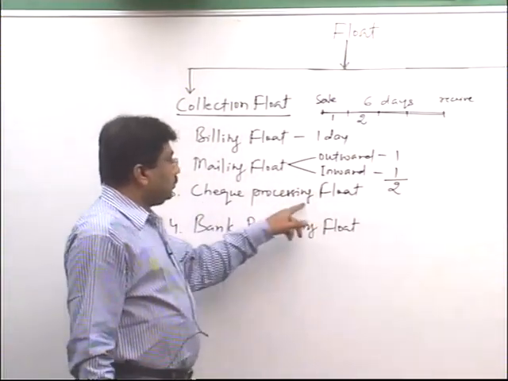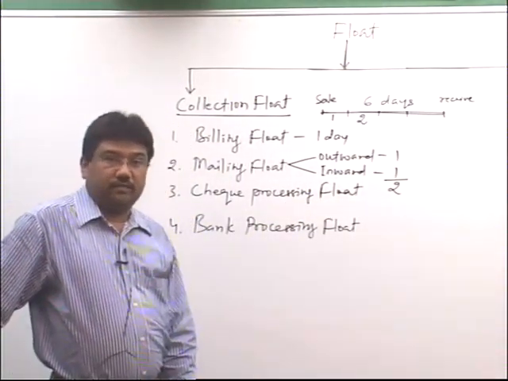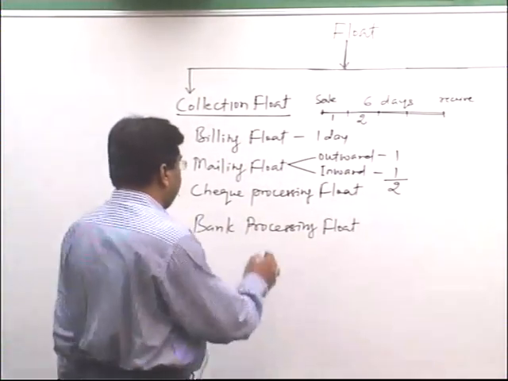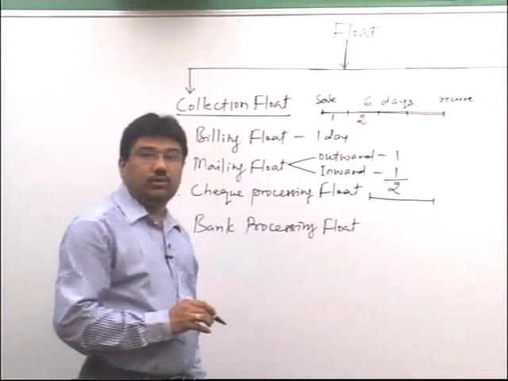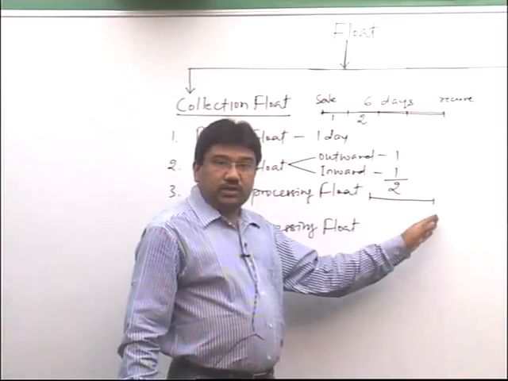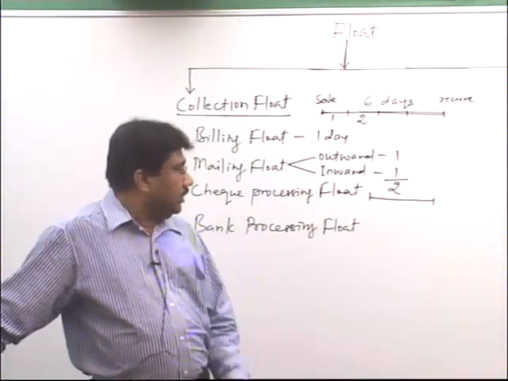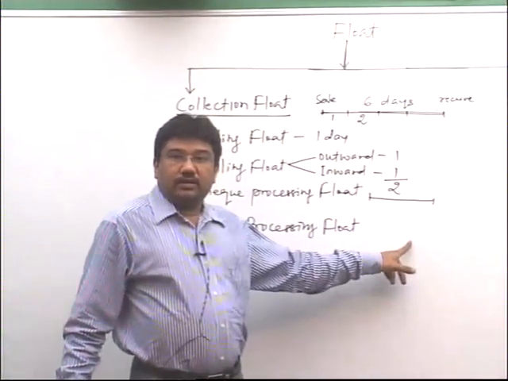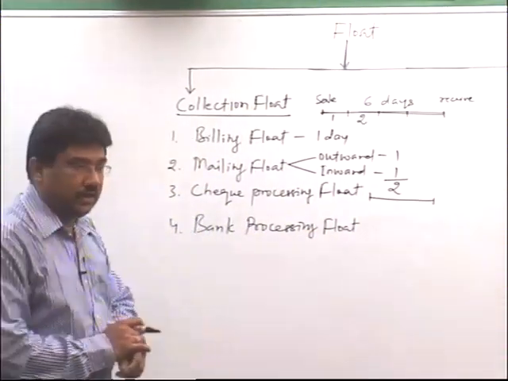The third one is check processing float. After we receive the check from the customer, we have to process the check before we deposit it into the bank. Now check processing float is the time gap between the day on which you receive the check till you deposit it into the bank. Sometimes you may deposit the check on the same day, so check processing float will be 0. But if you deposit after 1 day, then it will be 1 day. If you deposit after 2 days, then it will be 2 days, likewise, correct?